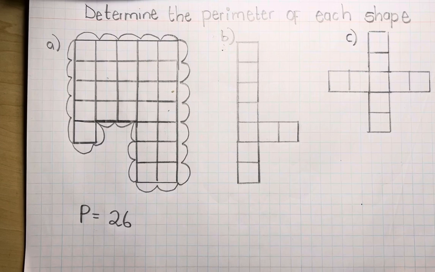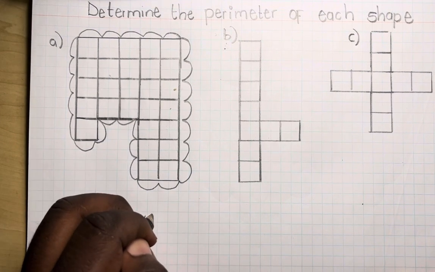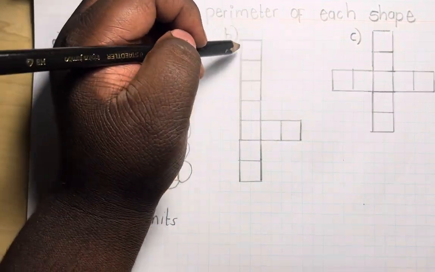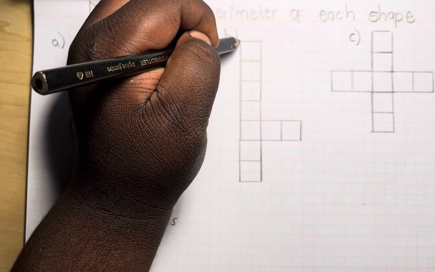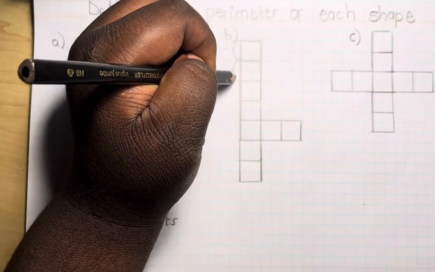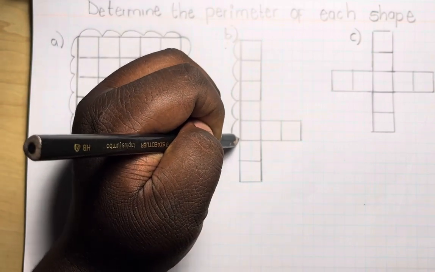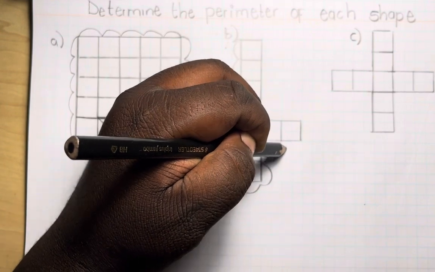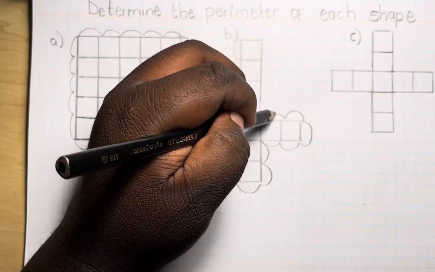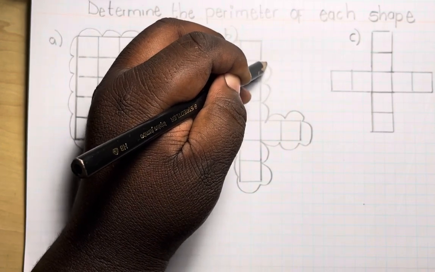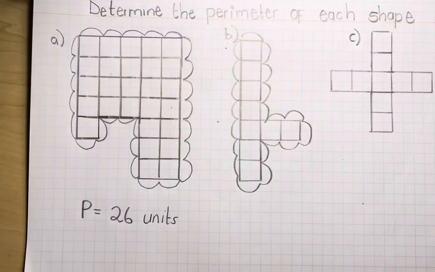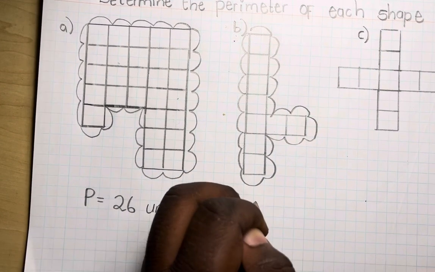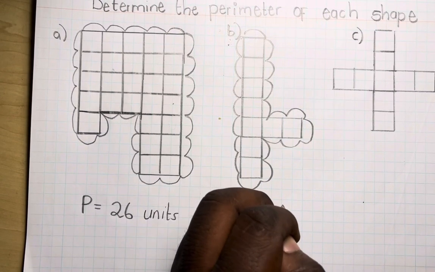26 what? Units. 26 units. All right. Let's figure out the perimeter of our second shape. Same old, nothing changes. 1, 2, 3, 4, 5, 6, 7, 8, 9, 10, 11, 12, 13, 14, 15, 16, 17, 18, 19, 20. The perimeter of our second shape is equal to 20 units.